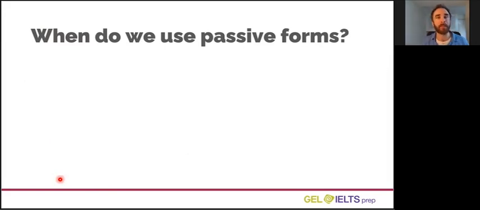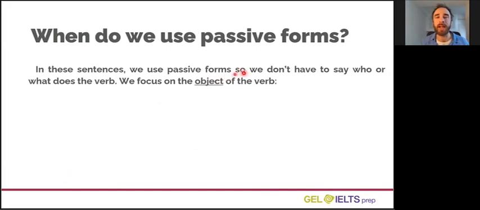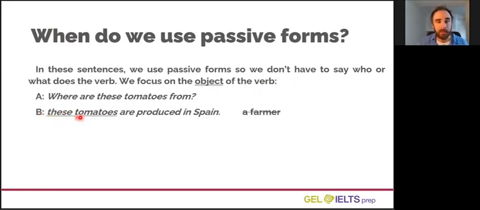Let's see. We're going to use passive forms so we don't have to say who or what does the verb. Instead, we focus on the object, the tomatoes, the castle, the criminal. Where are these tomatoes from? These tomatoes are produced in Spain. Notice how I've removed the farmer because I don't care about the farmer. How old is this castle?